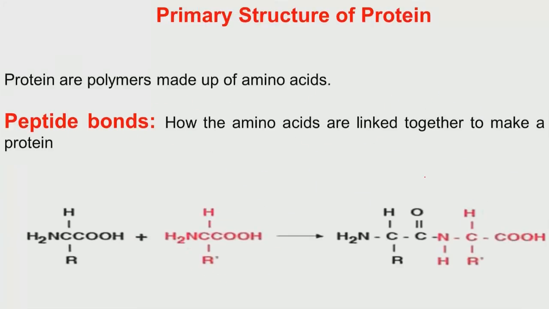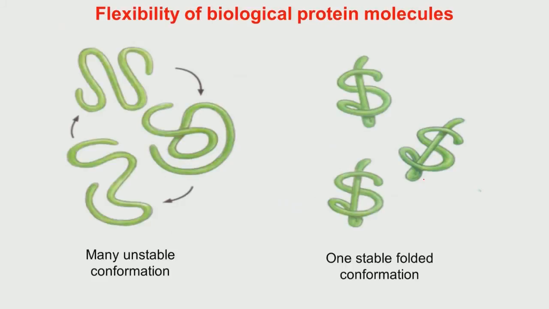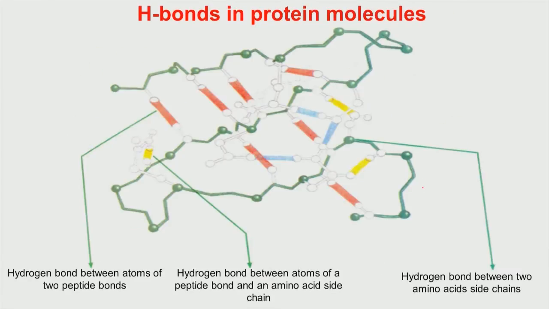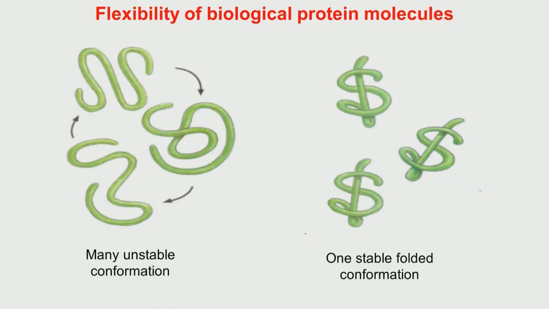So, this is the primary structure of the bonds that has been shown, and this is a typical helical structure. It has 5 turns in this helical structure, its typical dimension is 27 Angstrom, and each turn is 5.4 Angstrom. This slide shows more details about where these hydrogen bonds can form. These are the polypeptide chains going along the major backbone, and these are hydrogen bonds between atoms of a peptide bond and an amino acid side chain.